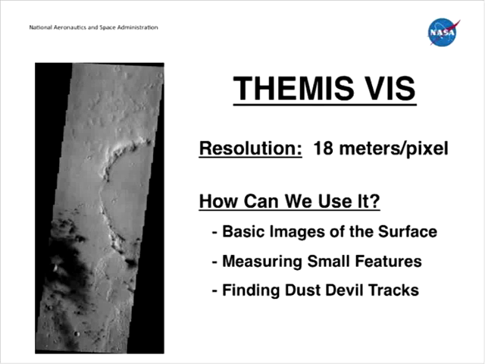As you can see in this example image, the dust devil tracks show up as dark black, and the surrounding terrain shows up as light. And that's because the surrounding area in this image has a lot of dust on it. And when the dust devils go by, they clean that dust off, leaving behind the dark volcanic surface underneath.